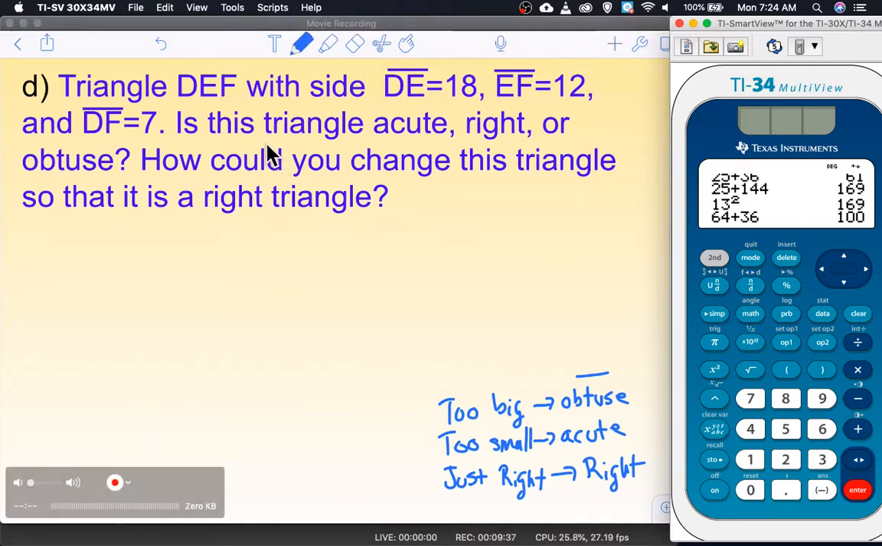All right, triangle DEF with side DE is this, EF is that, and DF is that. Is this triangle acute, right, or obtuse? How could you change this triangle so that it is a right triangle? Okay, so here's what I want you to do. I want you to get to the first part. I want you to figure out if this triangle is right, acute, or obtuse, and then pause, and then we'll actually talk about the second part here together.